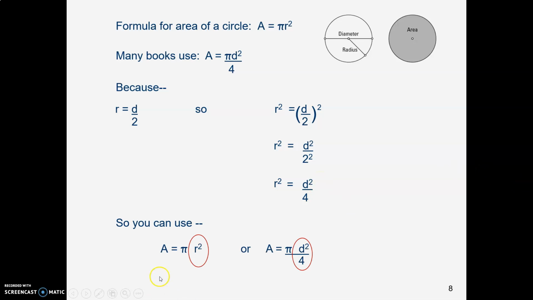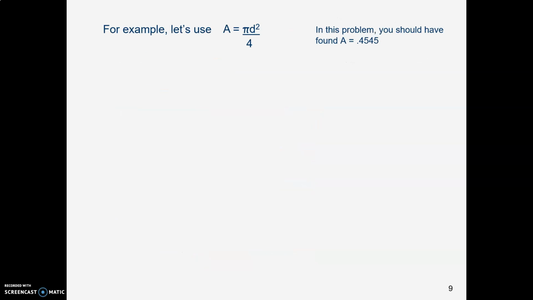So that means you could use area is pi r squared, or you could substitute this thing you just found and say area equals pi d squared over 4. And you can use whichever version is more convenient to you. So let's say in this problem we're going to use area equals pi d squared over 4.